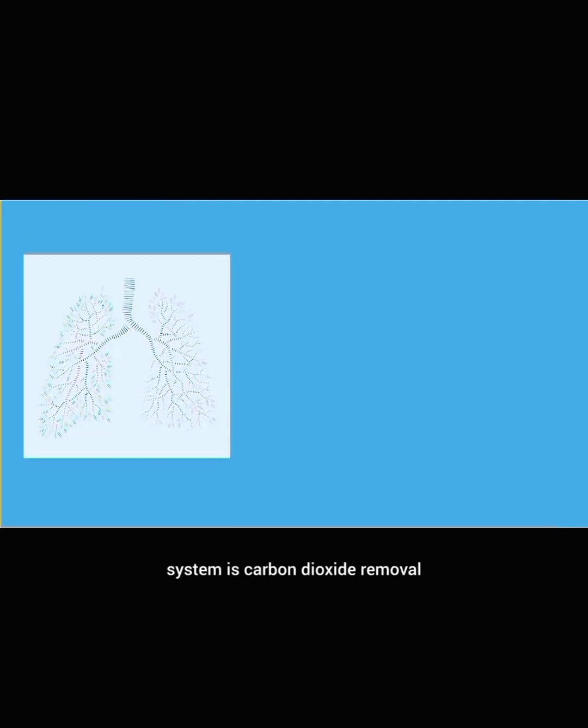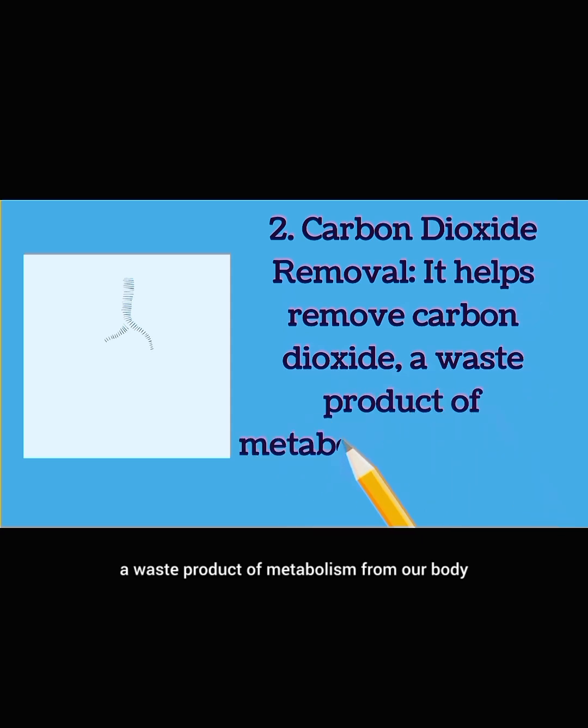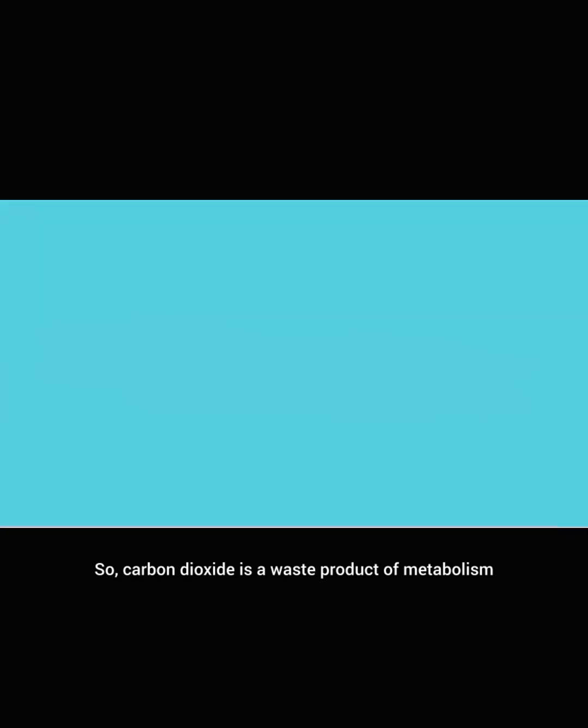Number two importance of the respiratory system is carbon dioxide removal, that is CO2 removal. The system helps to remove carbon dioxide, also called CO2, a waste product of metabolism, from our body. So carbon dioxide is a waste product of metabolism.